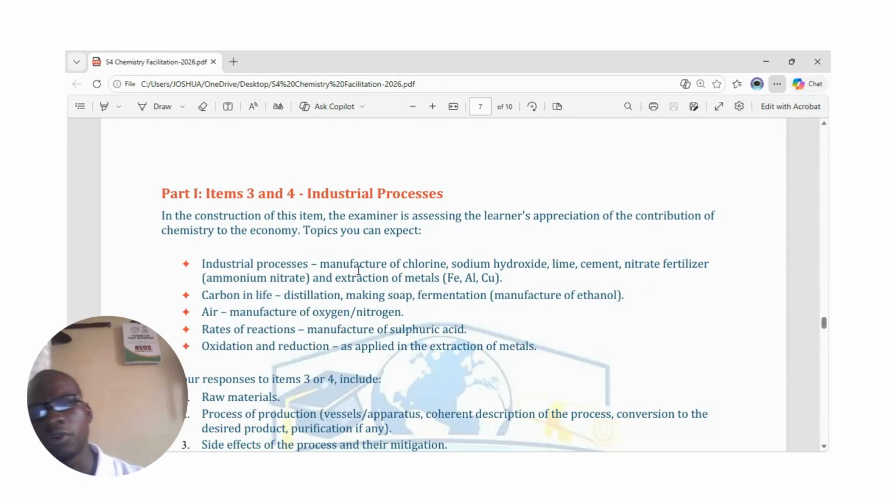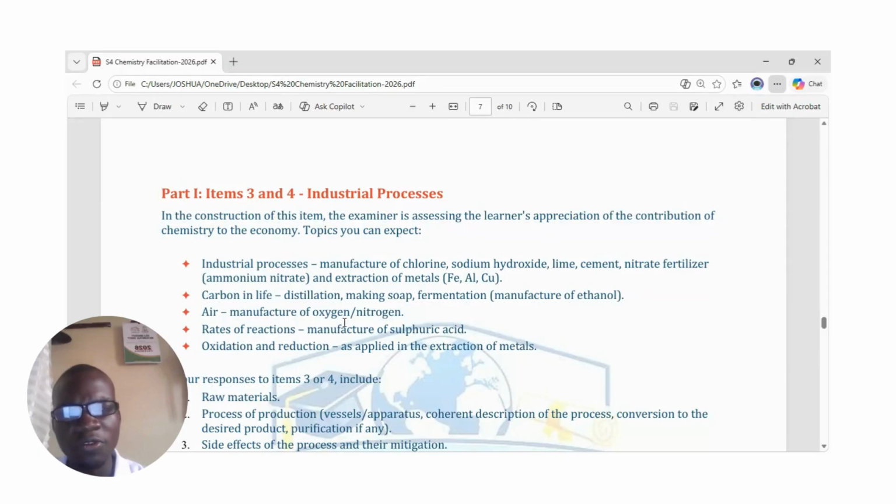We are first of all going to go through how you are supposed to approach this question. But before we go any further, we need to know the basis of assessment in this item. You need to know the raw materials, meaning you must have mastered all the raw materials that are involved in these processes. Then what we always need again is the process of production. Are you well versed with the process of production? Because it is actually needed.